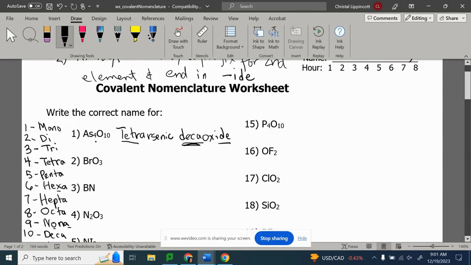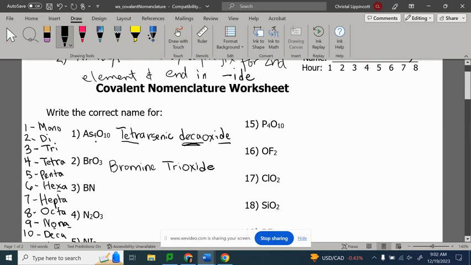Okay? So the next one, we only have one of these, so we're not going to use a prefix here. It's just going to be bromine. We've got 3 oxygens, so it's trioxide. Question then, what is the mono for? We're going to use it for right here, for the end.